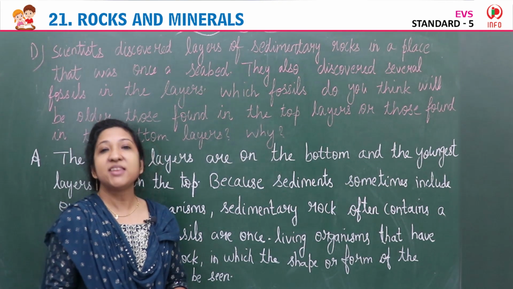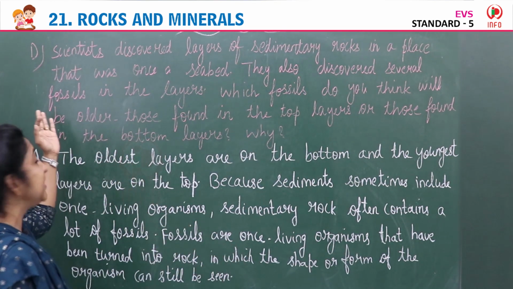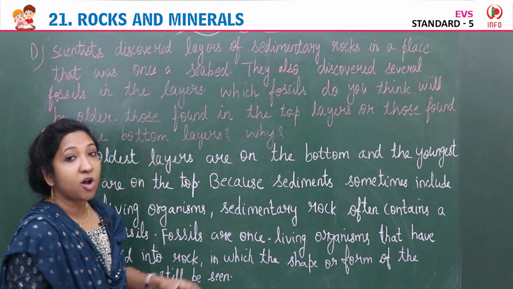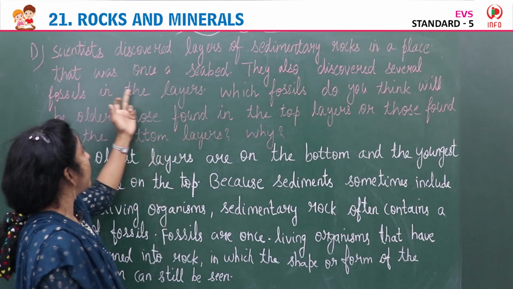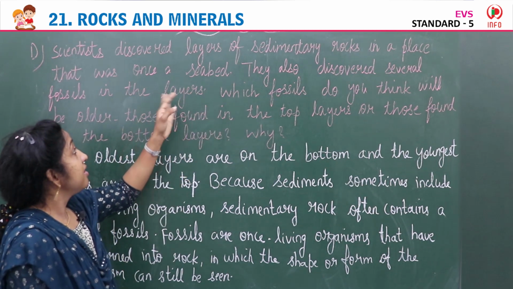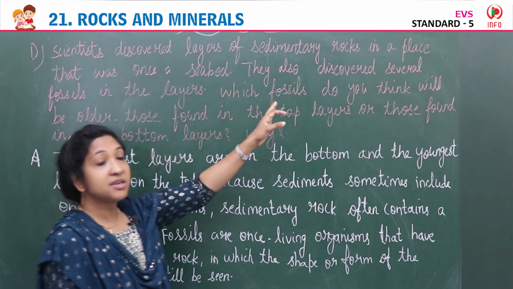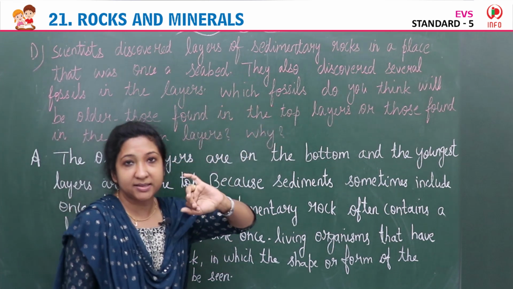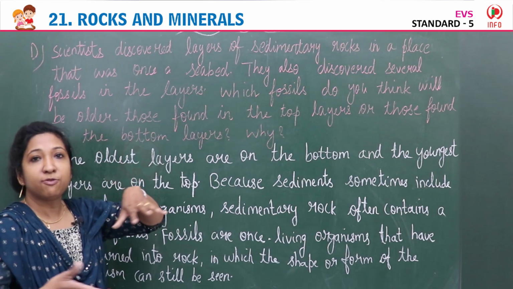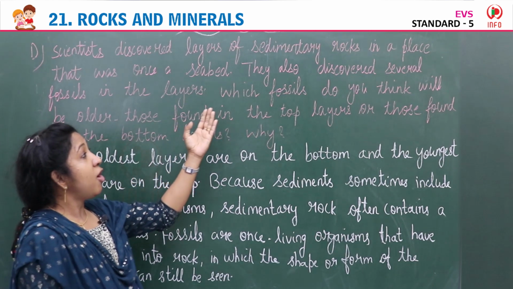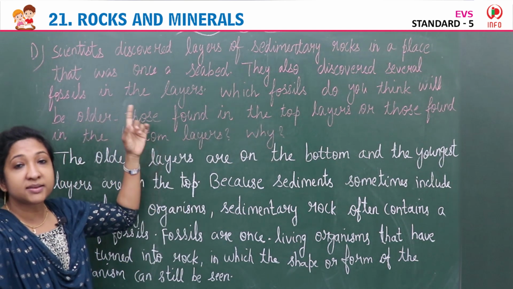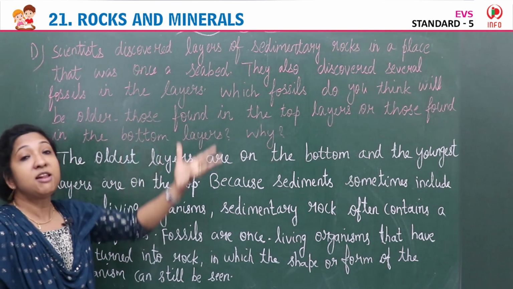Yes, children. So our next exercise is exercise D. Scientists discovered layers of sedimentary rocks in a place that was once a seabed. The question I am reading is this one. Scientists discovered layers of sedimentary rocks in a place, and it was a seabed, sea floor, ocean floor we say. They also discovered several fossils in the layers. So they discovered some fossils, several fossils.